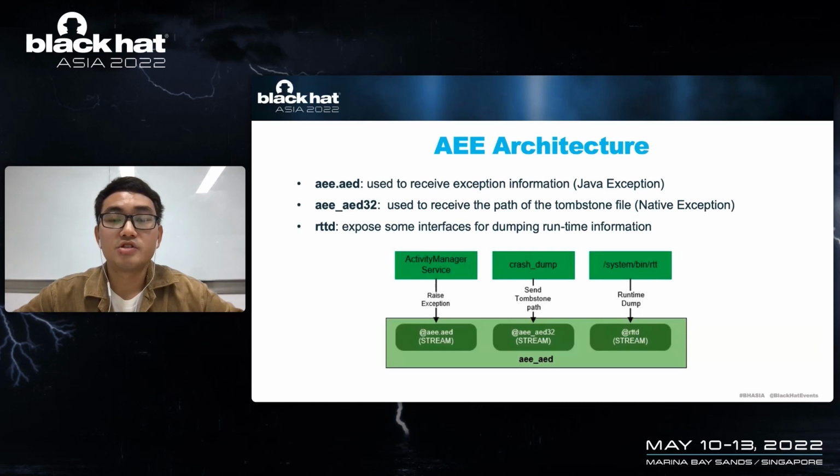The full implementation of the AEE is extremely complex and is closed source software. Fortunately, we only need to focus on the UDS part. As shown in the figure, the AED daemon listens on 3 Unix domain sockets. The AED and AED32 sockets are used to receive exception information. The RTTD socket is used to export some interfaces for dumping runtime information.